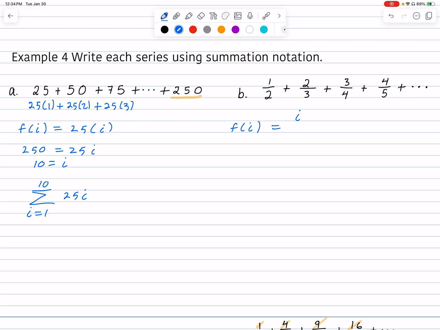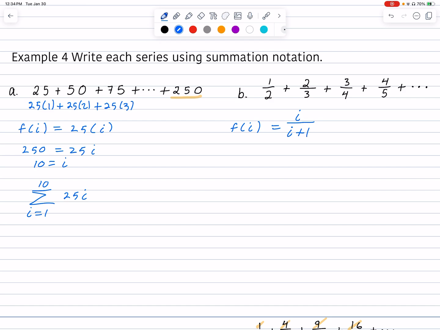In the first term, it's 1. In the second term, it's 2. In the third term, the numerator is 3. In the fourth term, the numerator is 4. What about the denominator? The denominator is always 1 greater than the numerator. So how about i plus 1? Right? Let's check it. If I plug in 1, I get 1 over 2. If I plug in 2, I get 2 over 3. If I plug in 3, I get 3 over 4.